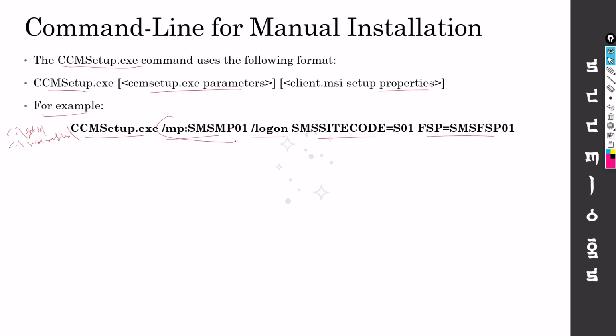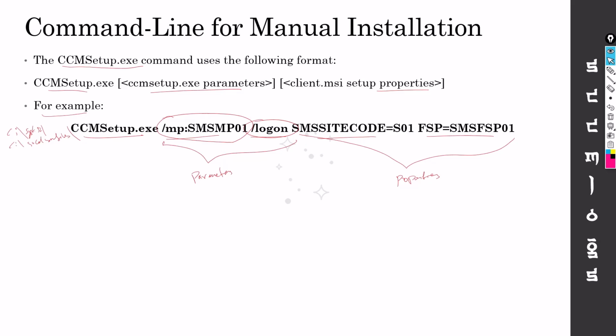So /mp and /logon, you can say these are the parameters, and these are the properties. First, we are using the parameters of the ccmsetup.exe, and then we are using the properties of the client.msi. So like this, we'll provide the command line in the command prompt. Then we'll install the client on the device.